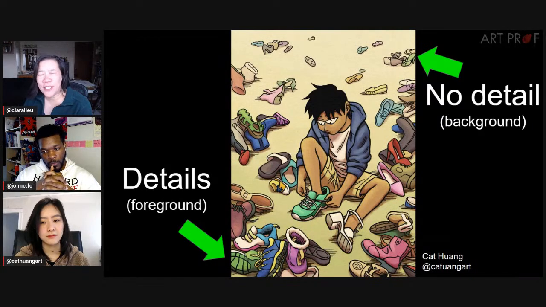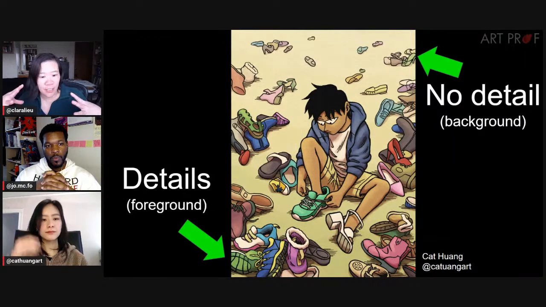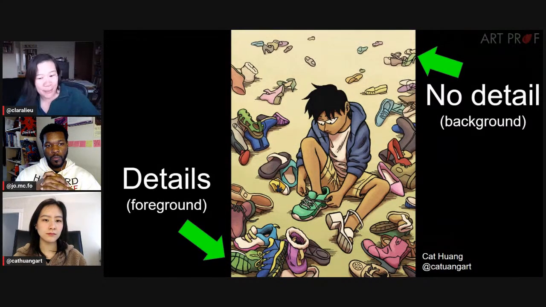Really, Jordan, I think sometimes atmospheric perspective is almost us directing the viewer where to look. I mean, in this illustration, we have the figure who is tying the shoelace, and clearly that's where the action is. We don't want the viewer looking at the top.